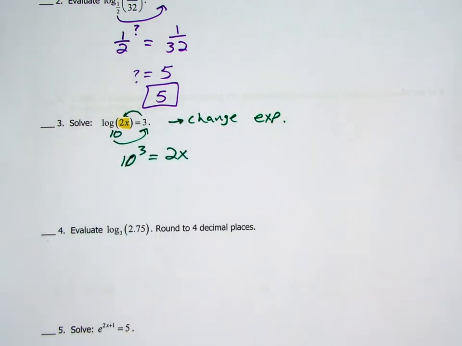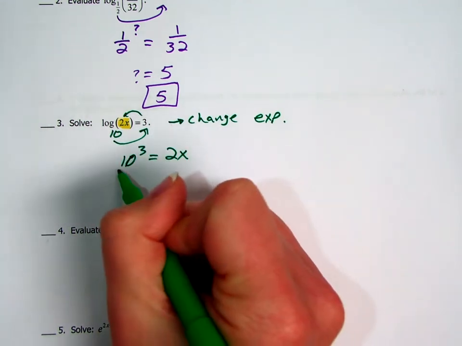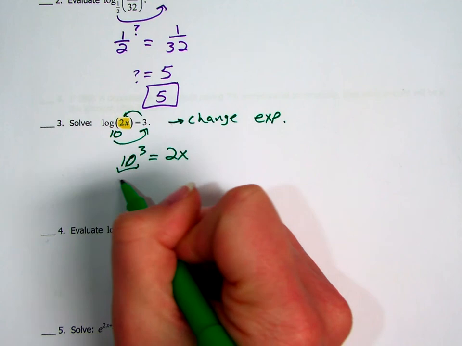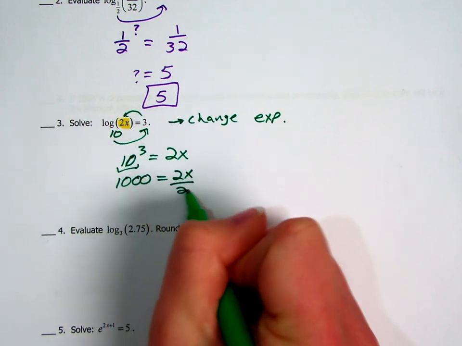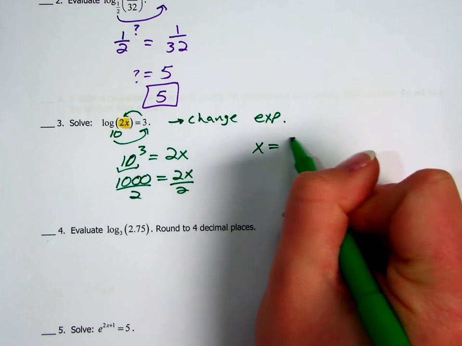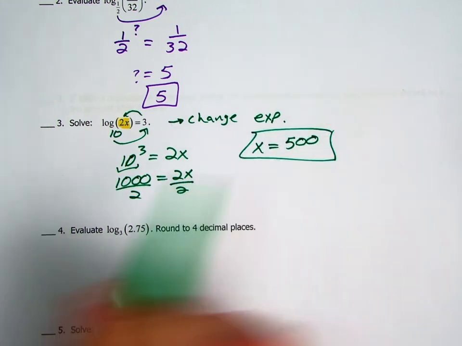So now we have a problem that we can solve because 10 to the 3rd, 10 times 10 is 100, times 10 is 1,000, equals 2x. And then we can go ahead and divide by 2. So we get x equals 500.